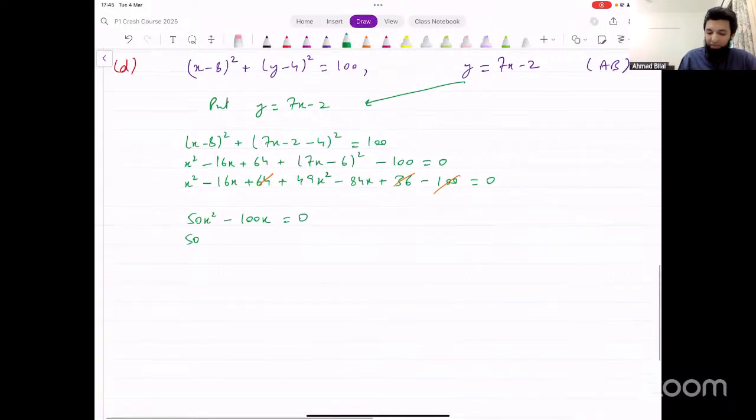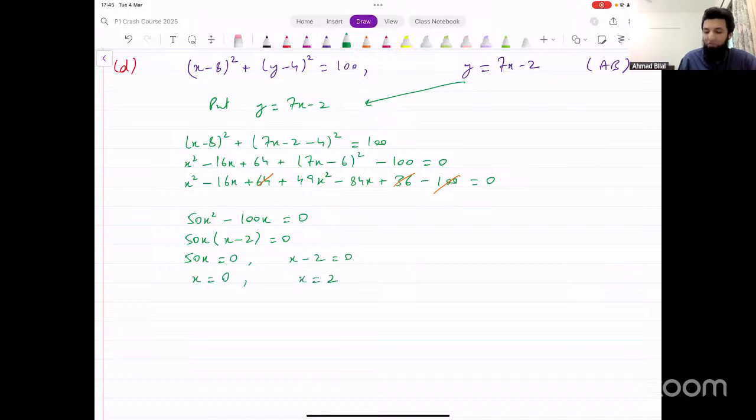We can take 50x common outside, that leaves us with x minus 2 inside, which means either 50x is equal to 0 or x minus 2 is equal to 0, x equals 0 or x equals 2. These are the x coordinates of A and B that we were looking for.